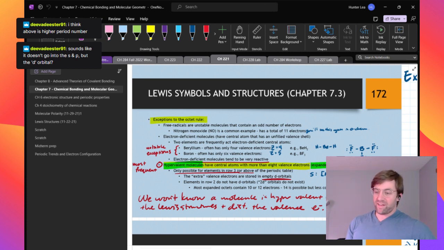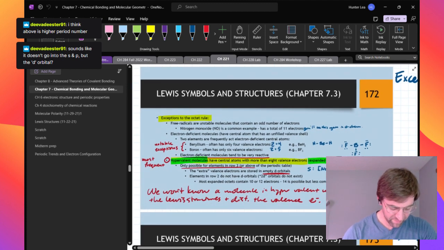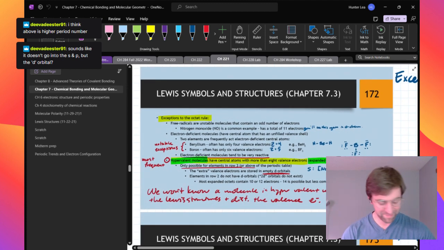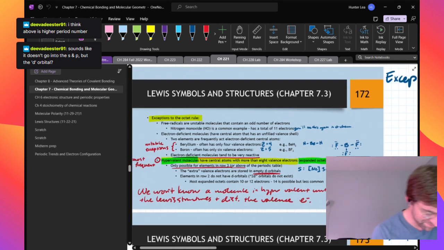I have written here in red, which usually for me when I was studying meant that this was emphasized by the professor and was likely to be on an exam. We won't know a molecule is hypervalent until we draw the Lewis structure and distribute the valence electrons. The fact that there's so much red on this slide suggests that it might actually be very important for you to know.